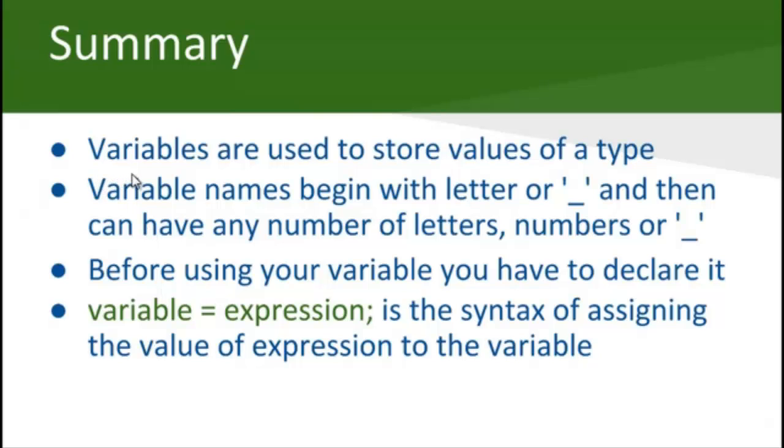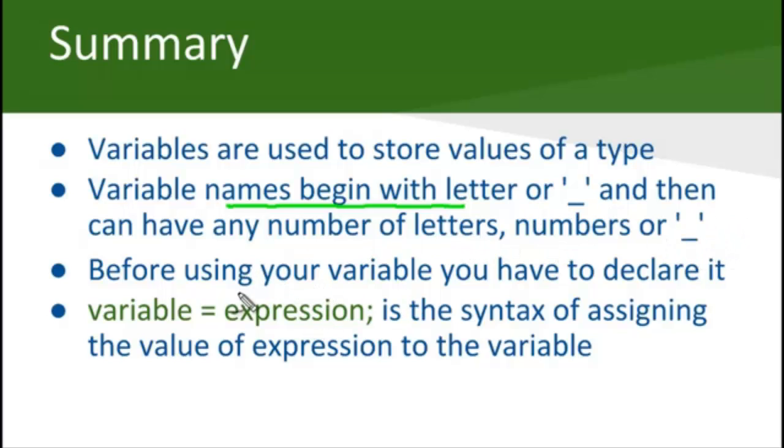Let us quickly summarize what you have learned so far. Basically, variables are used to store values of a type, and consider variables as a box, and there will be a type associated to the box and it will have a value. Then variable names must begin with a letter. So there are naming conventions associated with variable names. They must begin with a letter or an underscore, and then can have any number of letters, numbers, or underscores.